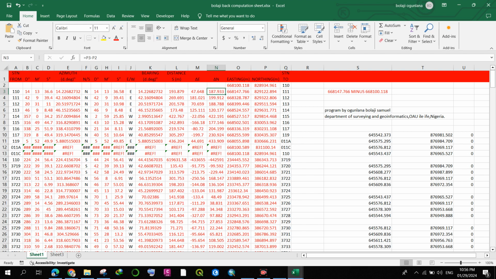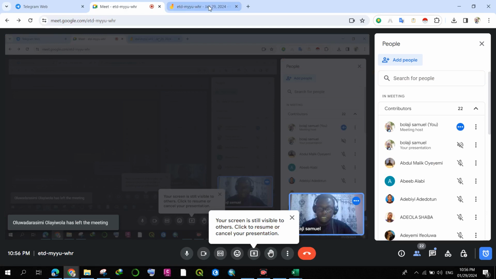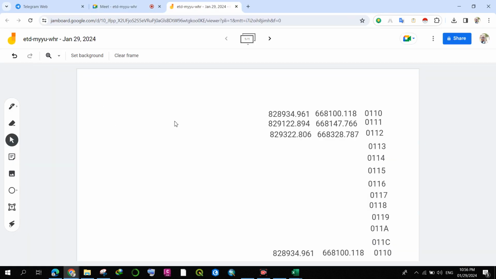Now, how do you get your distance? It's very simple. Your distance follows this formula: the square root of the change in northing squared plus the change in easting squared. That is what we have as your distance. You have the formula in your notes showing this. Let me try to write it out. You have something like this.